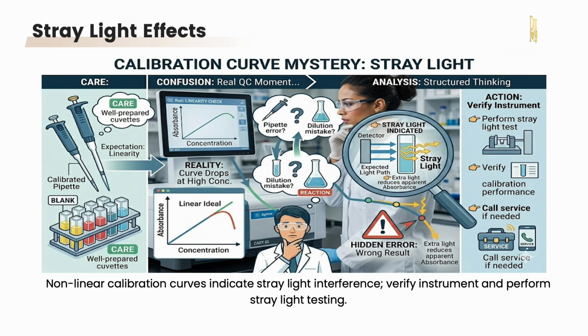But let's step back and analyze. This pattern indicates stray light, unwanted light entering the detector, reducing the apparent absorbance. Now understand the seriousness. The data does not obviously look wrong, but it is misleading. So what should you do? Perform stray light testing, verify instrument performance, and if required, call for servicing, because the most dangerous errors are the ones that look acceptable.